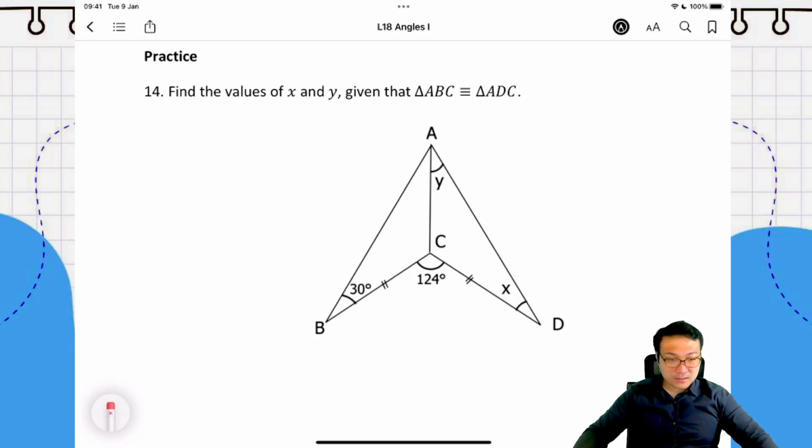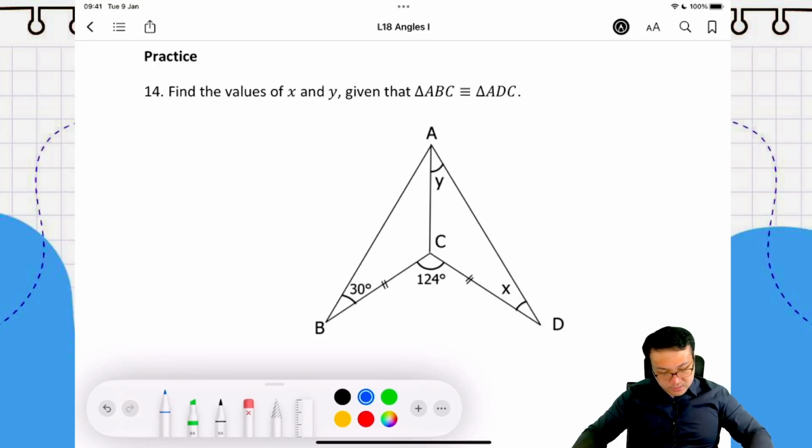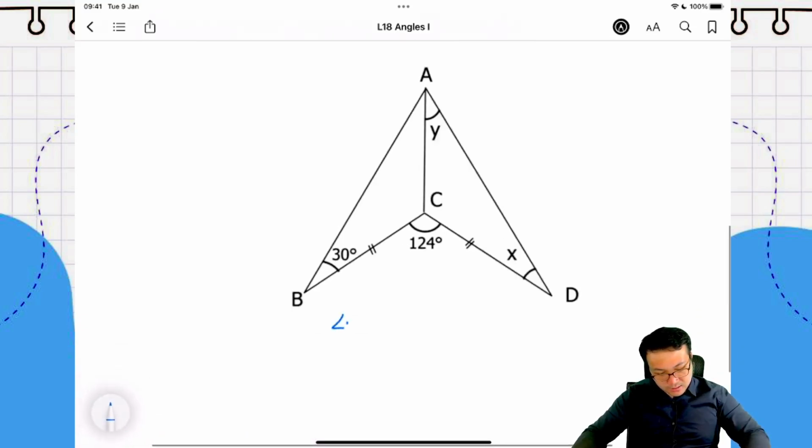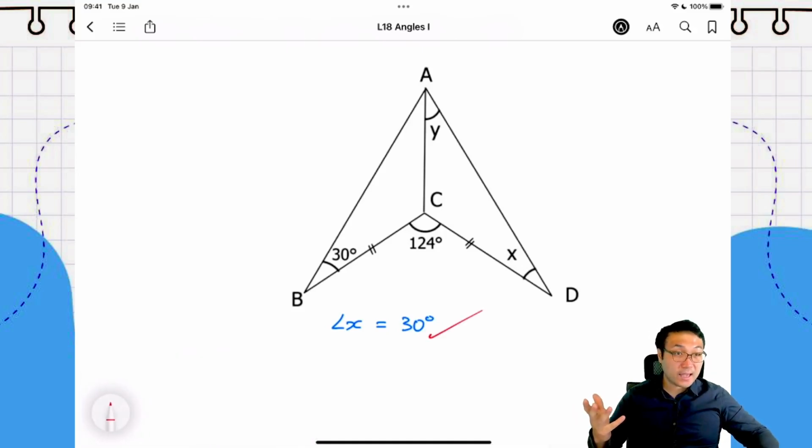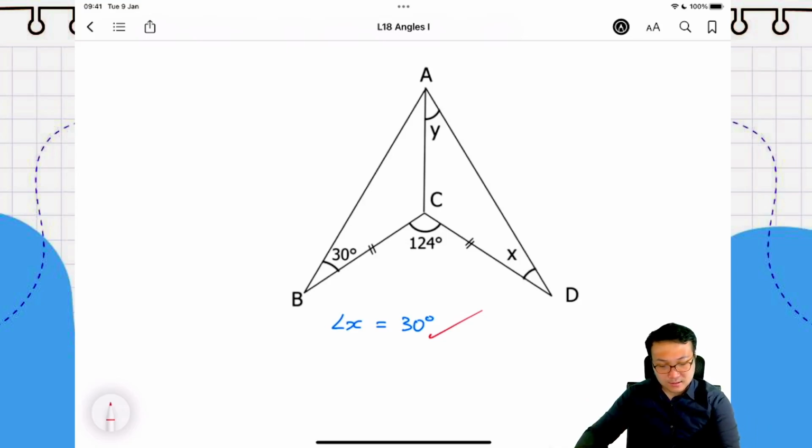Caden Lim. Y equals to 118. No, it's not 118. Unfortunately. Now everybody knows that. Okay, everyone, I'm sure you can tell that angle x equals to 30. That is totally correct. So I think now it's just how to find angle y. Okay, give you 1 more minute.